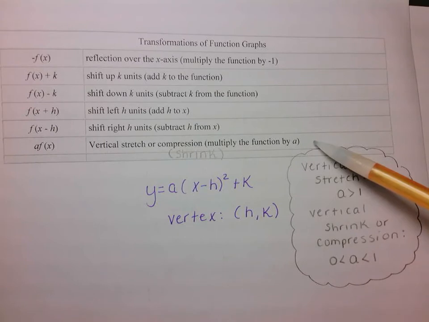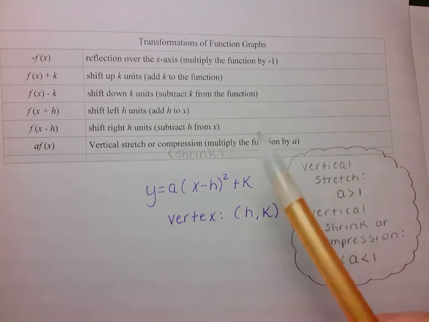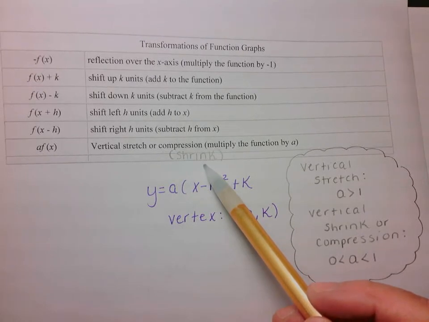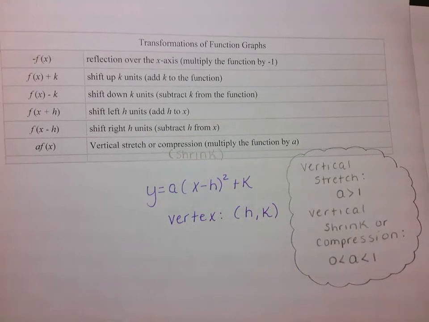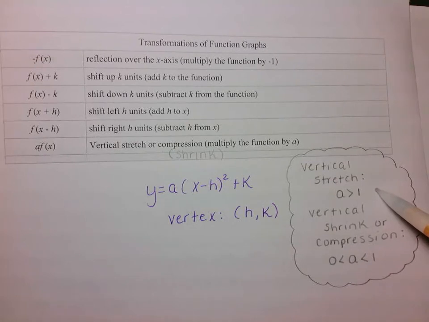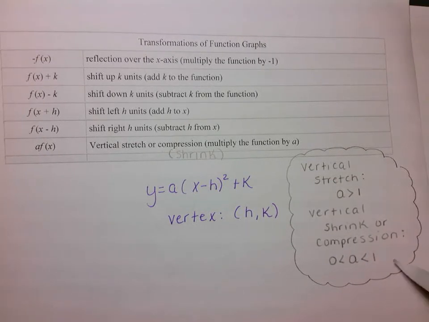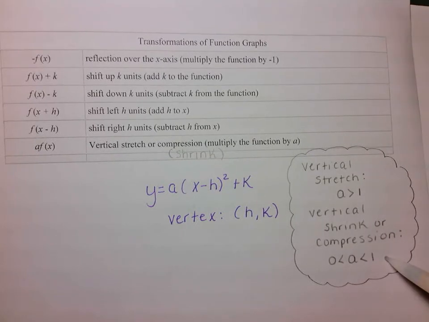If we multiply the function by a, we are giving the function a vertical stretch or compression. And remember, vertical compression and vertical shrink mean the same thing. If a is greater than 1, remember we have a vertical stretch. And if a is less than 1 but greater than 0, we have a vertical shrink or compression.